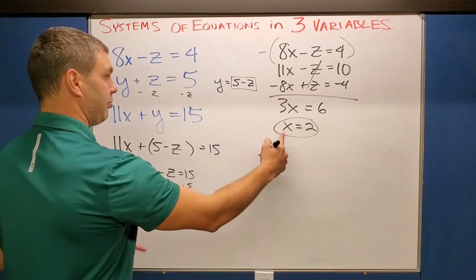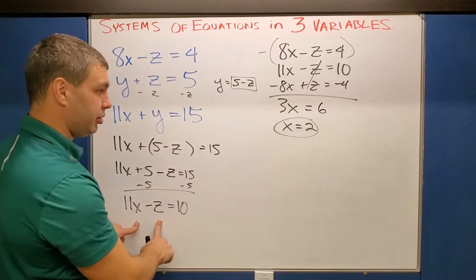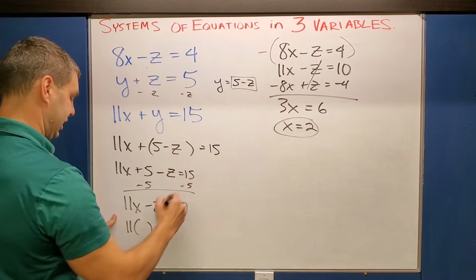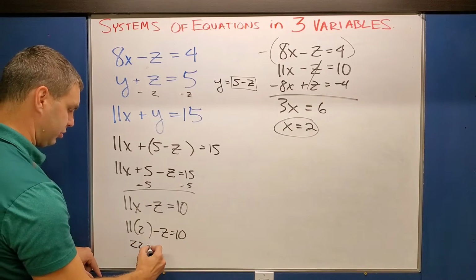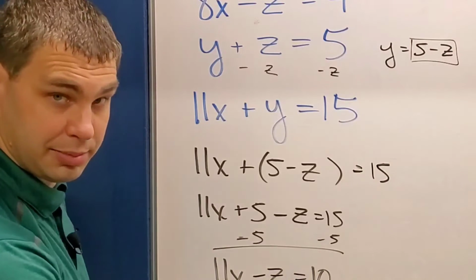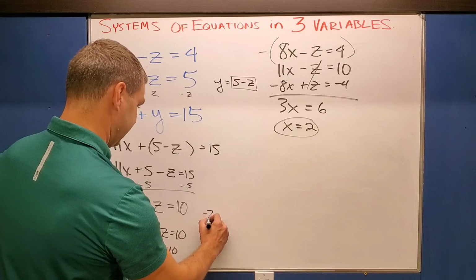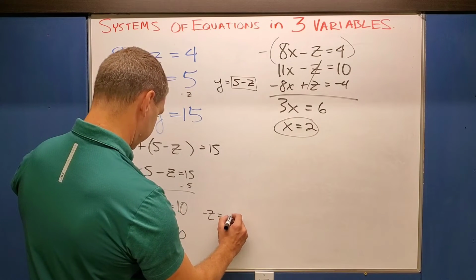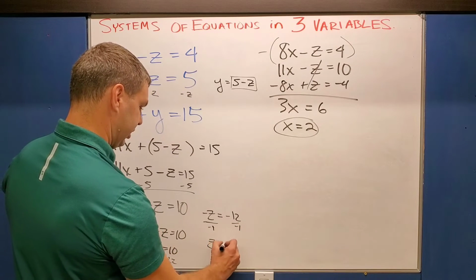So what I could do is sub this right back in to one of the ones that had just the x and the z. I kind of like this one down here personally. So let's sub that in. And now it's going to be 11. Instead of x, I can replace that with 2, minus z equals 10. 11 times 2 is 22. 22 minus z equals 10. And let's see, on this one, how about subtract 22 to both sides. And this gives me negative z equals, let's see, that'd be -12. And if I divide by a -1, then z equals 12.